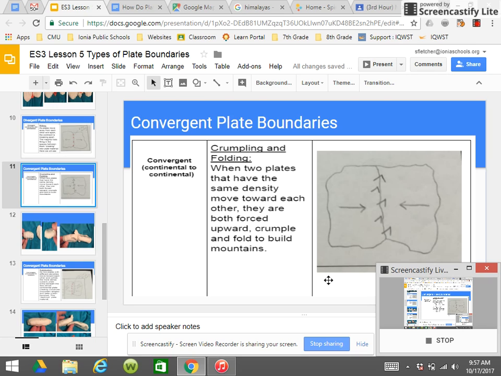All right, let's go ahead and focus on convergent boundaries. And I'm hoping we can do all three in one video, but we will see if they fit. You might have to break up between two videos. The first one for convergent plate boundary is looking at the continental to continental convergent plate boundary.